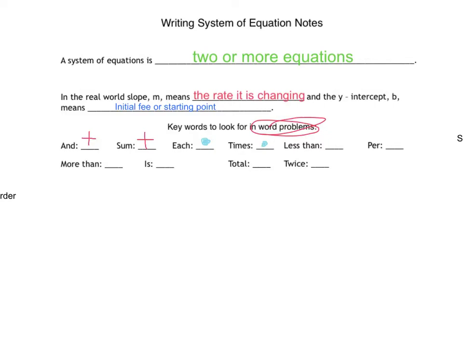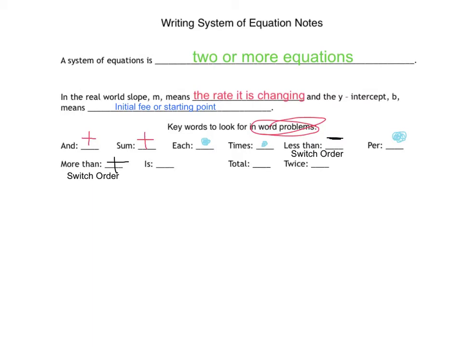Less than. Less than, we know, represents subtraction, right? But something special happens here, right? We have to remember that we have to switch the order when we see less than, right? Key thing. Per. What do we think the word per means? Per minute, per hour. That basically means that we're multiplying something, okay? Multiplication dot. More than. More implies that it's addition. And because of the word than, what also happens? We switch the order, okay?